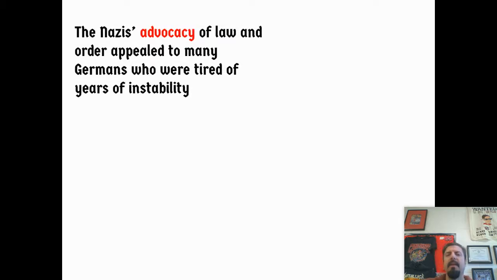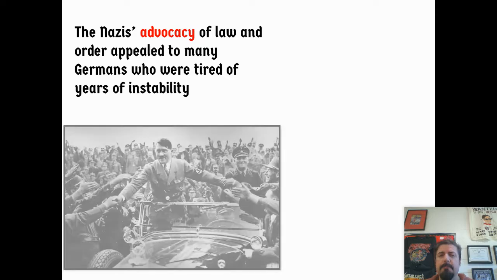The Nazis' advocacy of law and order appealed to many Germans who were tired of the years of instability after World War I, between 1919 and 1933. They were marked by a number of economic recessions and depressions.